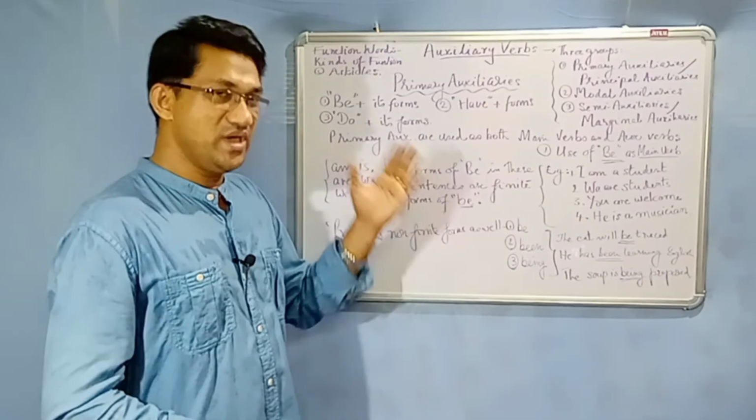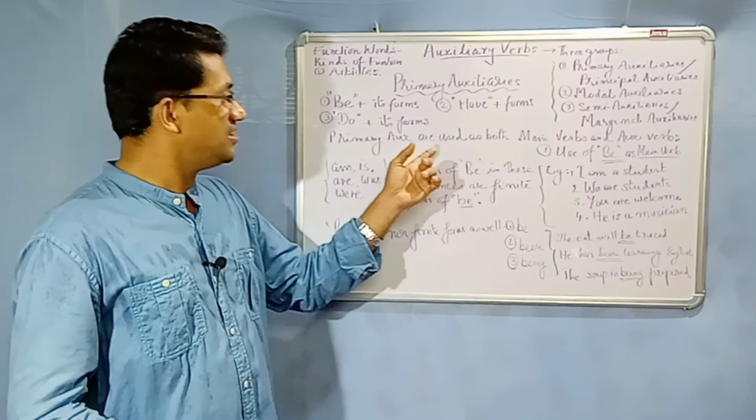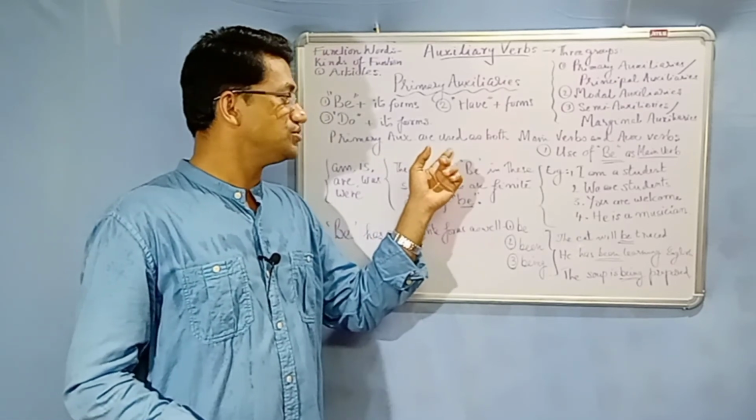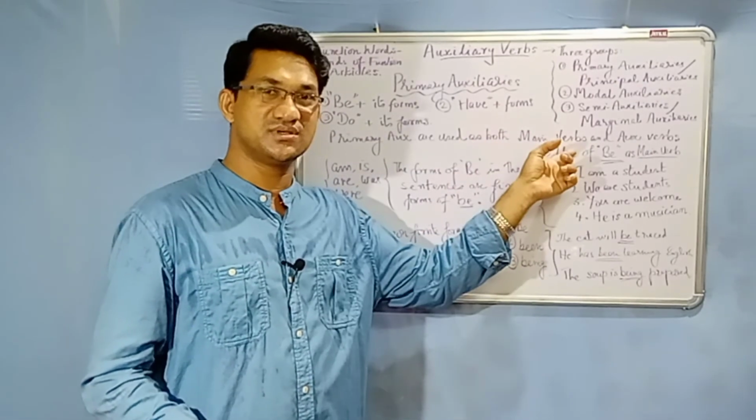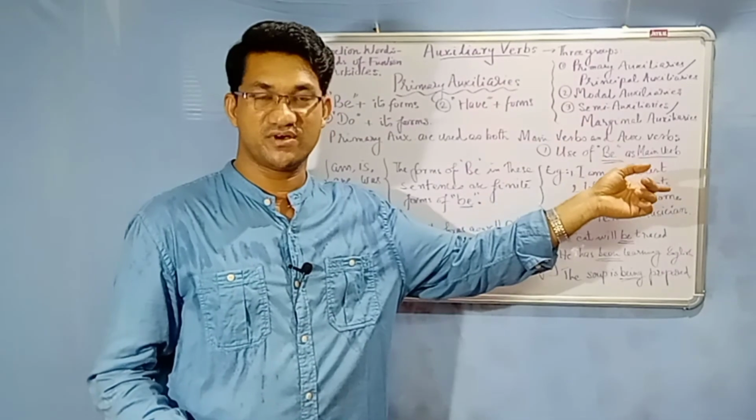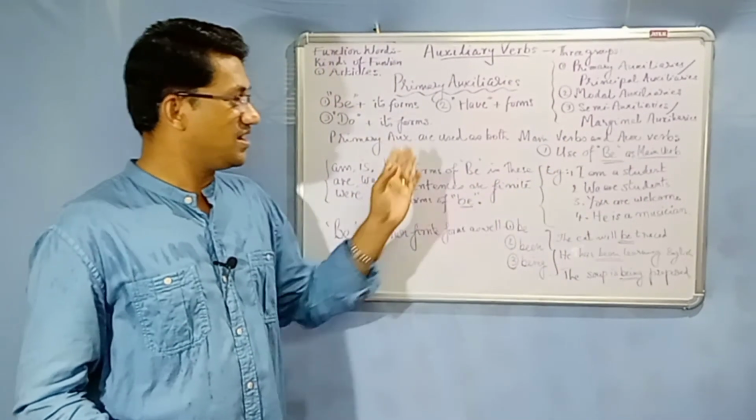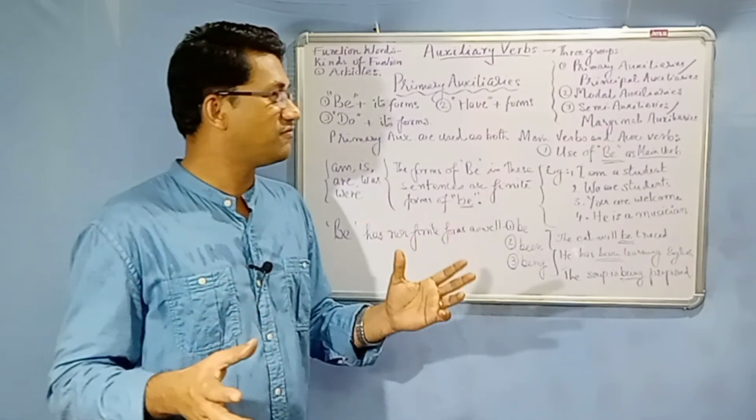So we say that the primary auxiliaries are used as both main verbs and as auxiliary verbs. All right. And now we are going to learn the use of be.